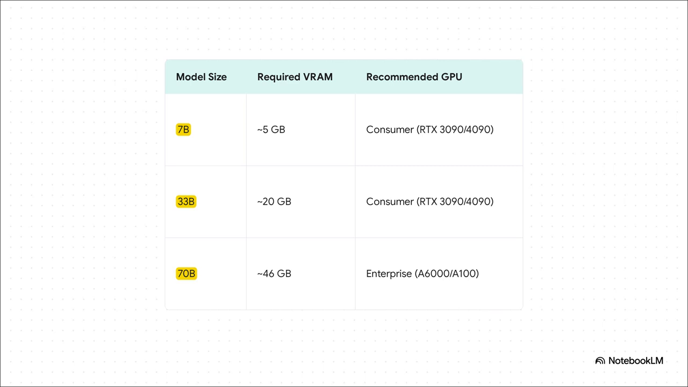Using 4-bit QLoRA, you can fine-tune a 33 billion parameter model on a high-end gaming card like a 3090 or 4090. For our target, the 70 billion parameter model, we're looking at around 46 gigs of VRAM. That puts it squarely in the territory of a single enterprise GPU like an A6000 or an A100. So this isn't theory. This chart confirms that our plan is absolutely feasible on the hardware we have access to.